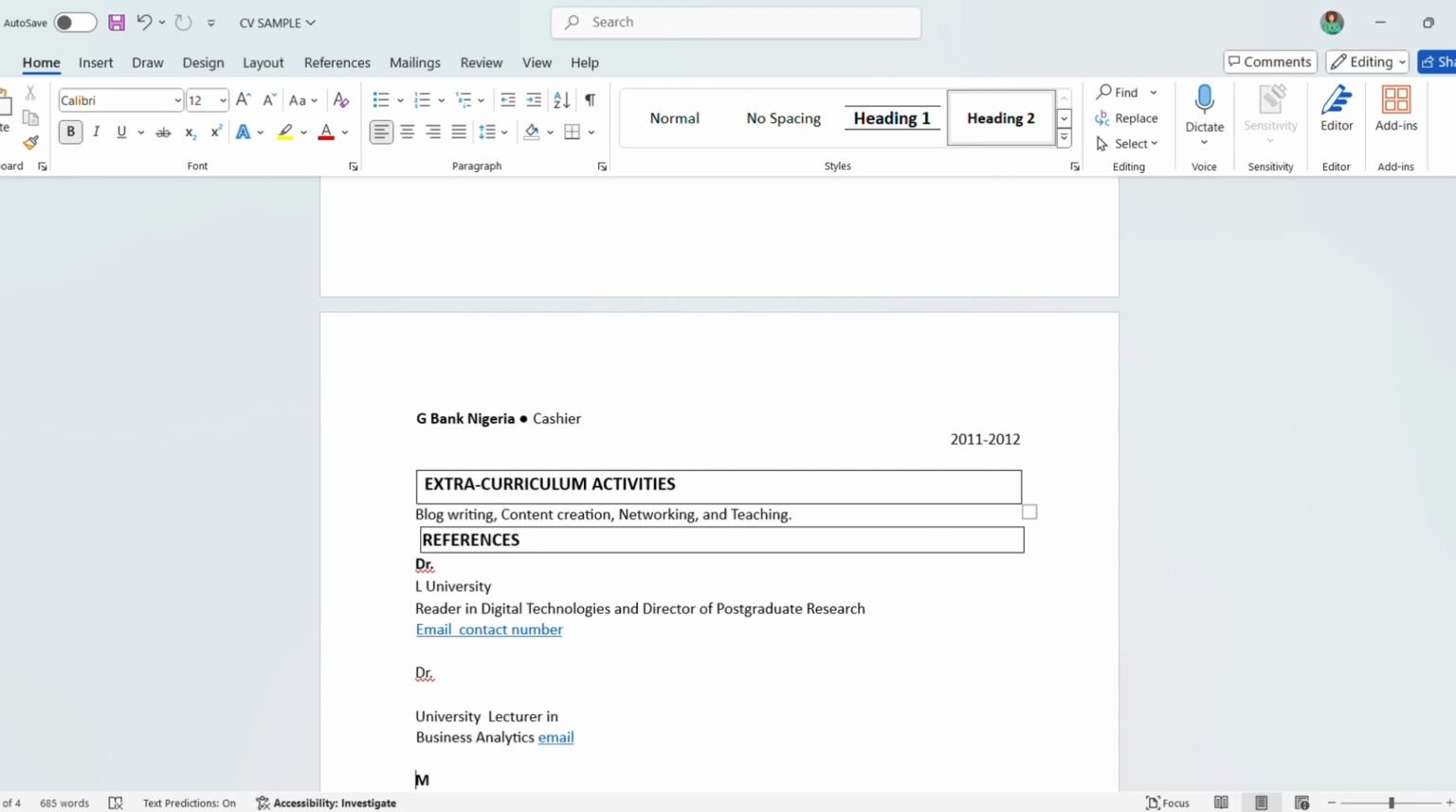Then you can also include extracurricular activities, things that might be relevant to the PhD program. You can put anything you like doing. And your references, this is another important section that you shouldn't miss out.